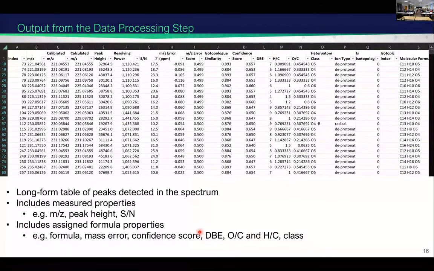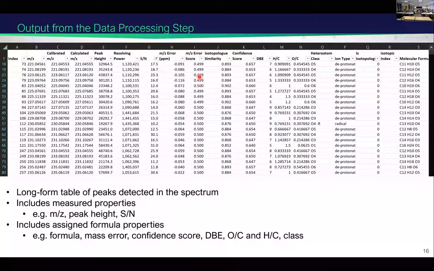So once you've done all of that data processing, especially if you've not tried to combine data sets yet, you end up with an output that looks a little bit like this. So what we have here is every row is a peak in that data set. And it has a certain property, such as its measured mass, or its recalibrated mass, or the theoretical mass of the peak if that peak was assigned a molecular formula. It's got properties such as its height, its resolving power, which I've mentioned, signal to noise.